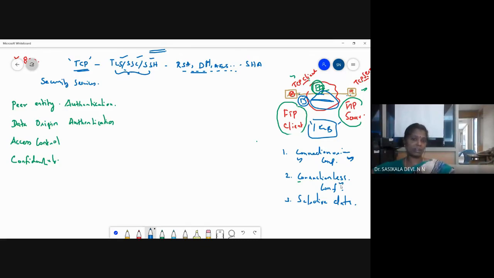But for connectionless confidentiality, the security mechanism applies to each and every data block. For the first data block, I can apply the RSA algorithm. For the second data block, I can apply some other algorithm. So the security mechanism is for a single block. That's the difference.